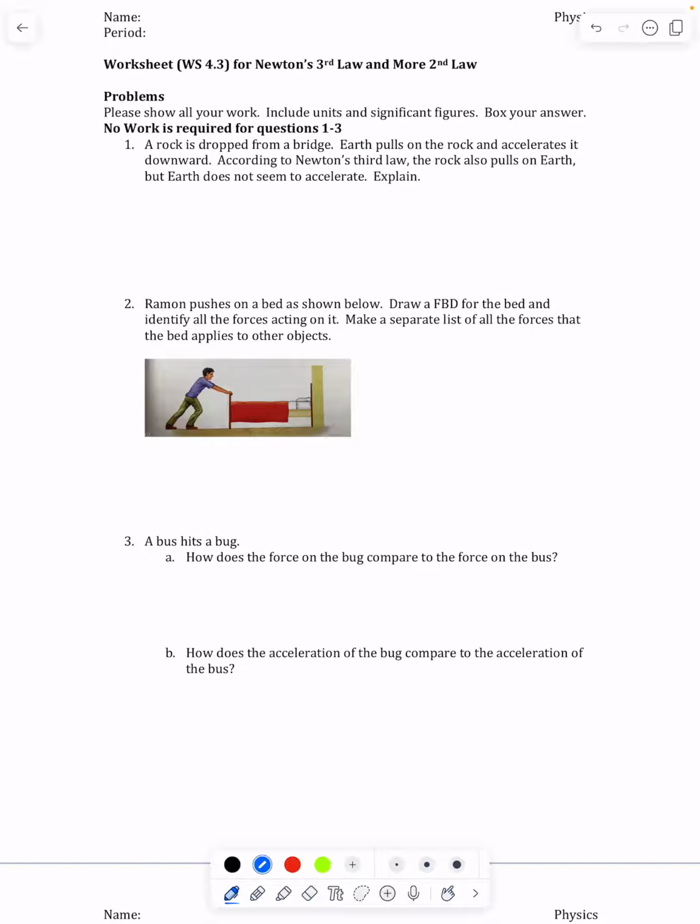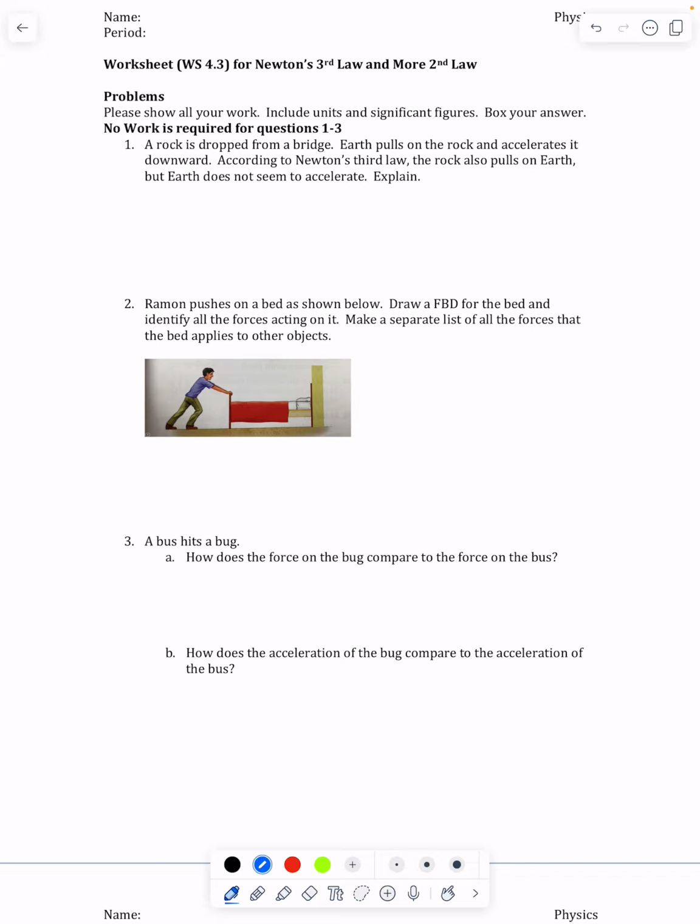Okay, so we're going to first look at the first problem. I assume by the Veritasium video, you can answer that now. You understand that by Newton's third law, the rock is pulling on the earth just as hard as the earth pulls on the rock. What is the difference between the earth and the rock? Why is the rock accelerating, but the earth does not seem to accelerate? You should be able to answer that one.